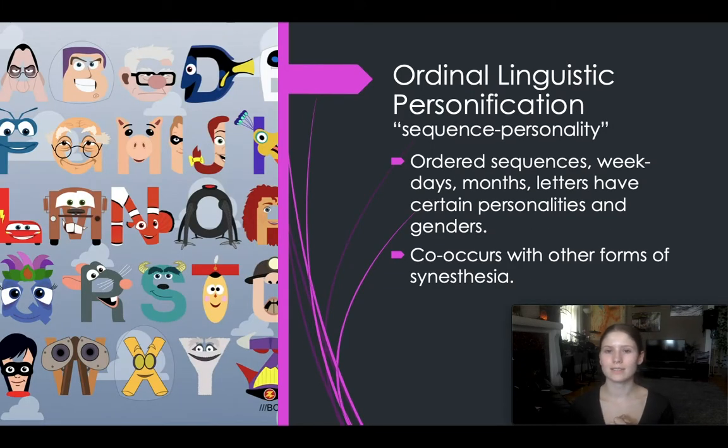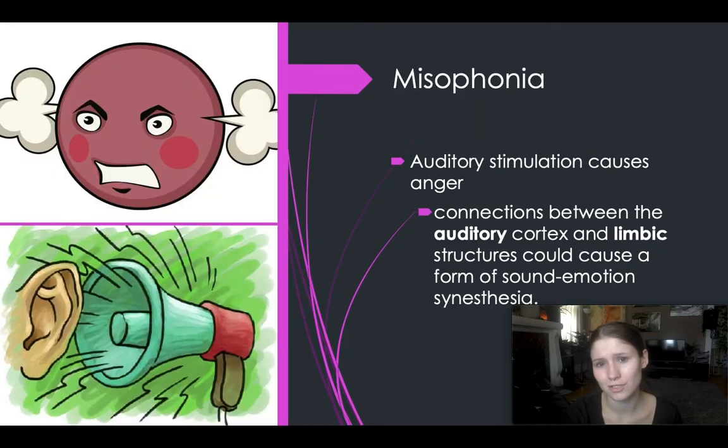Right, ordinal linguistic personification, or sequence personality synesthesia. So this is when certain sequences or orders, such as days of the week, months, letters, can have certain personalities or genders associated with them. So maybe T is like a very strong man, very like a gym rat. Then maybe I is just a very small, nerdy girl. This also co-occurs with a lot of different types of synesthesia.